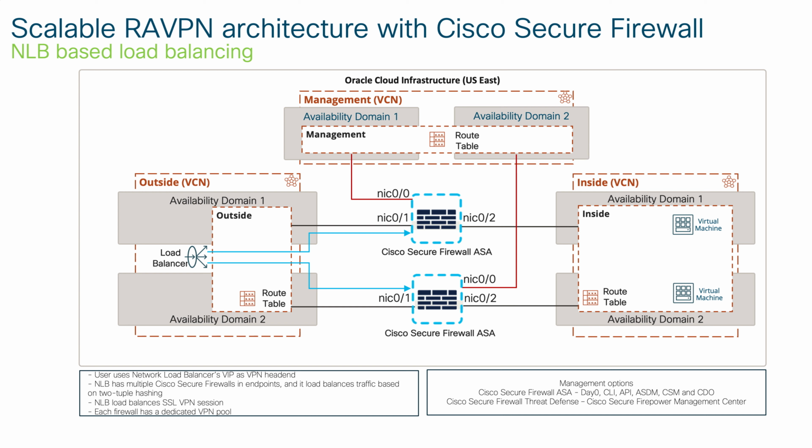In this example, I have outside VCN, inside VCN, and management VCN, similar to the case that I've shown in the previous slide. The only difference is instead of DNS load balancing, I'm using the network load balancer of OCI, Oracle Cloud Infrastructure. But again, for each firewall, there is a dedicated VPN pool, and in the route table, you define your route back to the dedicated ASA.